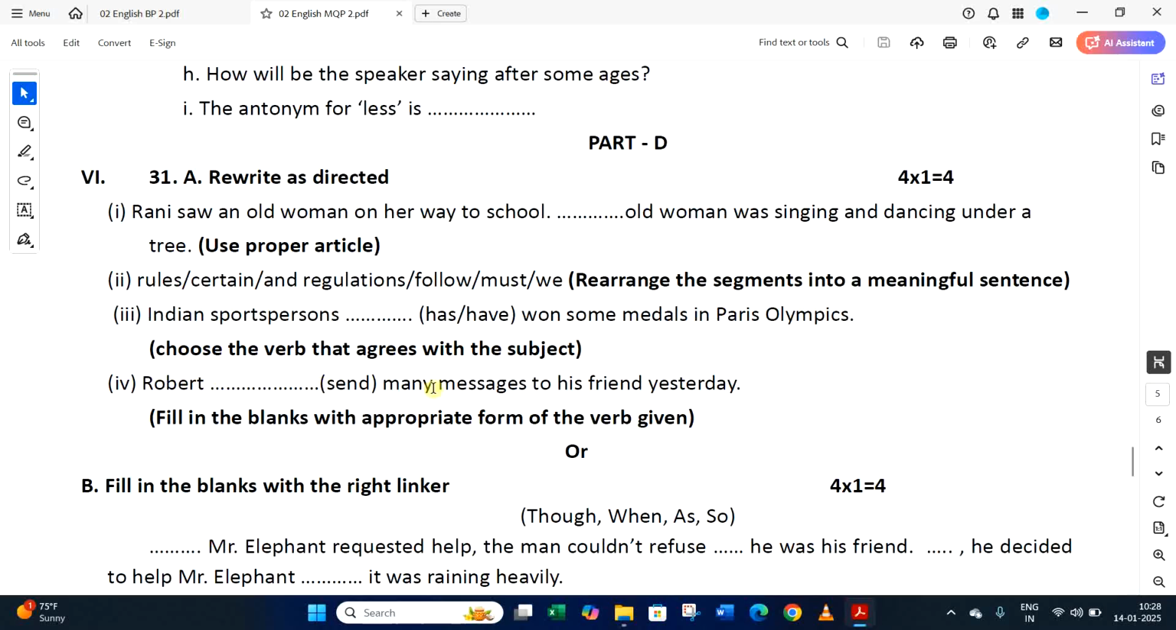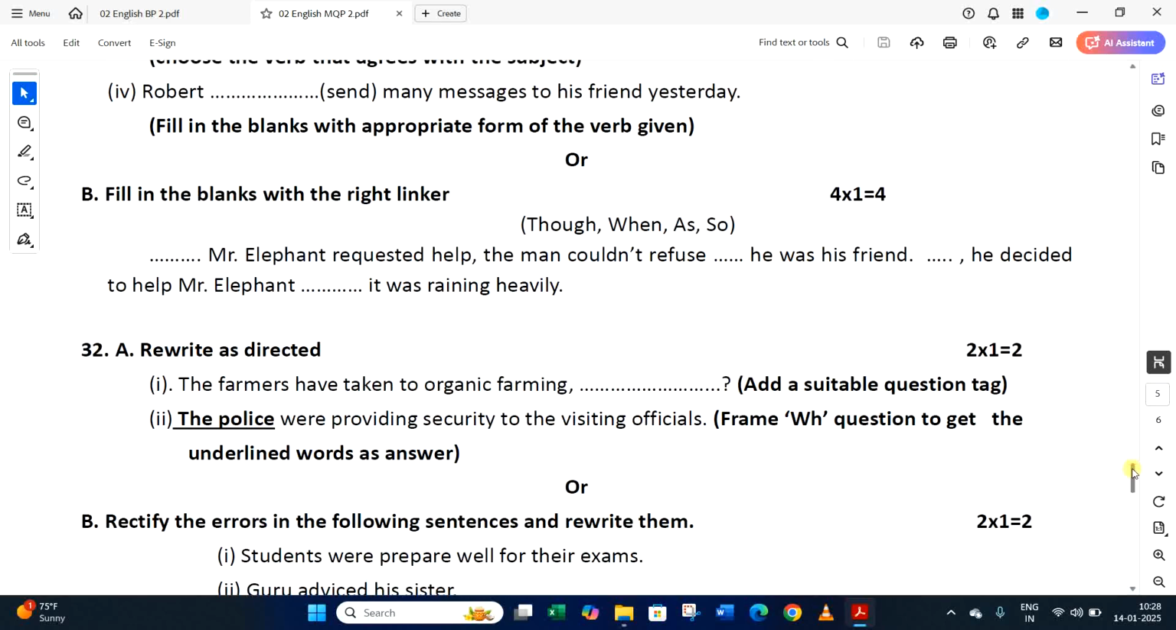Robert - sent many messages to his friend yesterday. So you can find over here the instruction: fill in the blanks with the appropriate form of the verb given in the bracket. So identify the right form of the verb and fill here in the blank space. So for 4 marks. In addition to that, we have linkers, my dear students. You can find here 4 marks linkers question based on fill in the blanks with the right linker.